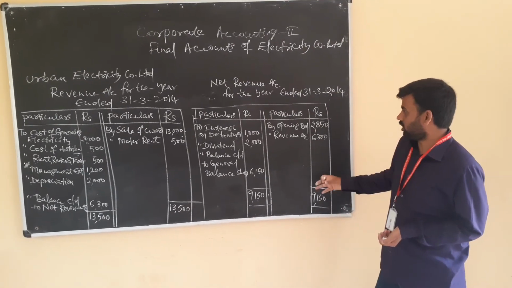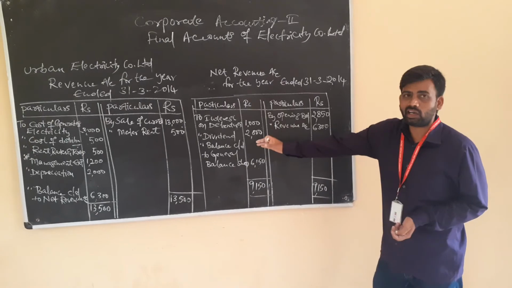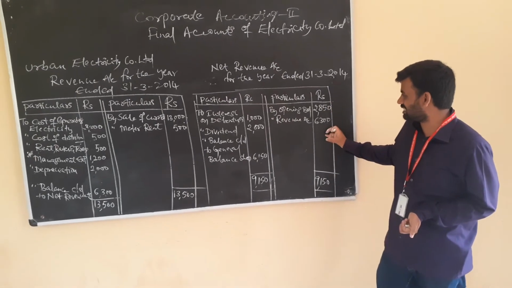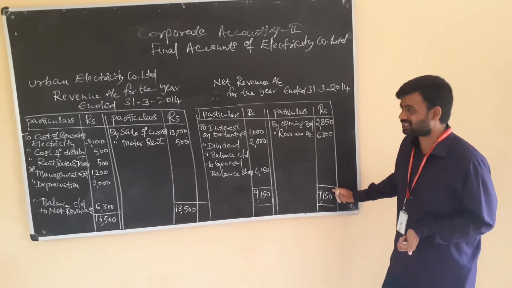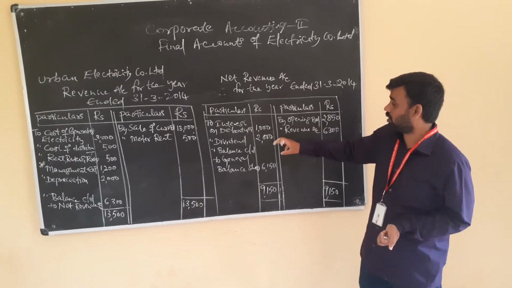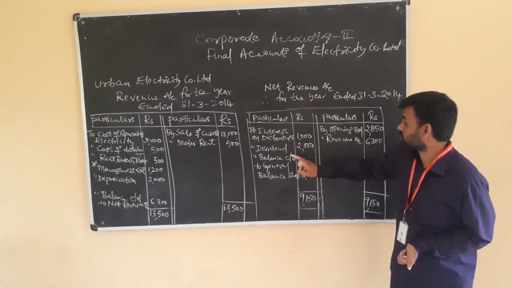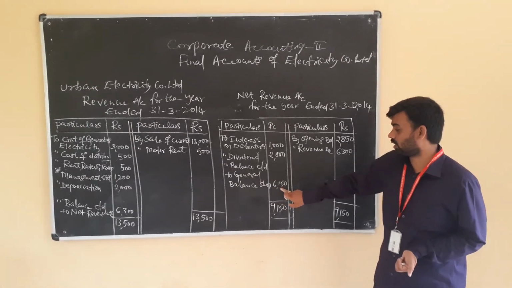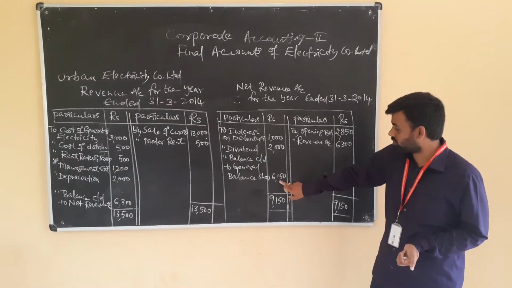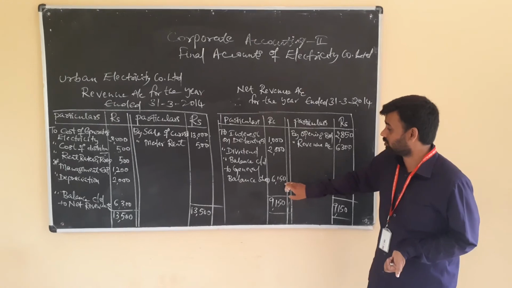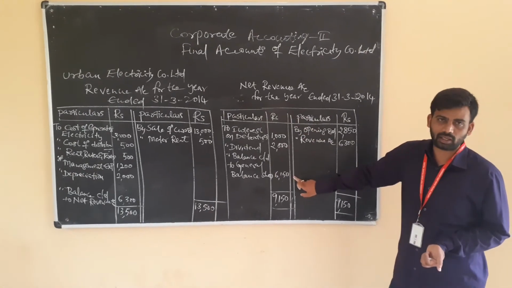Then look at the credit and debit side. Which side is highest? From that side, subtract lowest side. The difference you get is called balance carried over to general balance sheet. That is 6150. That will be directly transferred to the general balance sheet.